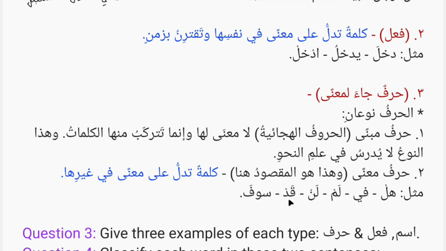Like qad can have different meanings. If it comes before fi'l madi, it has this meaning. If it comes before fi'l mudari, it has this meaning. So those meanings are only understood and conveyed when they are connected to other words. So this is different and unique to the other two in that the meaning is not understood independently. It has to be connected to other words. Whereas the other two, their meanings are understood independently.